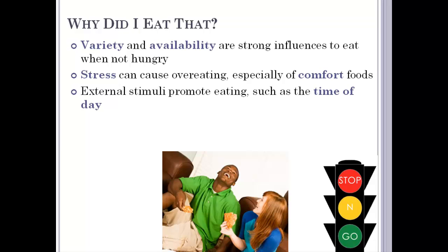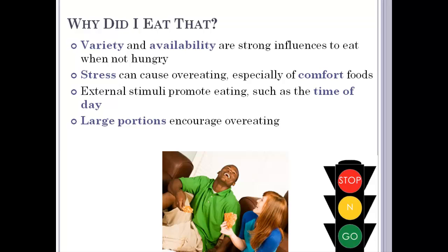External stimuli can promote eating, such as the time of day. So do you tend to be somebody who's more hungry in the evening while you're watching TV? Do you tend to be somebody who needs a lot to eat in the morning? Is it in the middle of your day that you hit a slump and all of a sudden you need to eat a lot of snacks? It's different for every person.